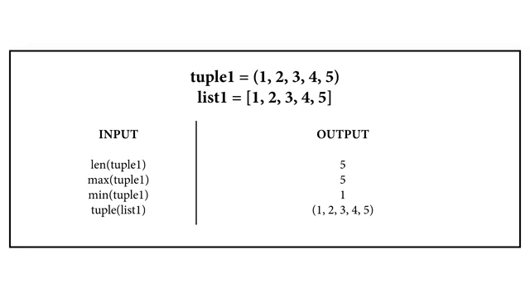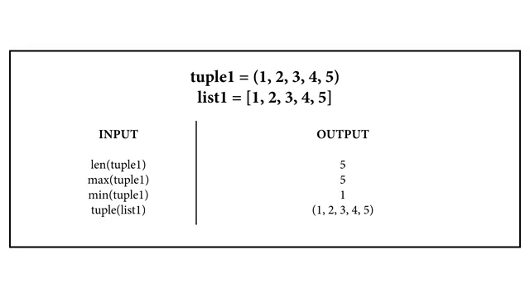So let's have an example. Let's say our tuple is (1, 2, 3, 4, 5). So if we use len, it will return 5. In max, if we use again the (1, 2, 3, 4, 5) tuple, it will return 5. And for minimum, it will return 1.